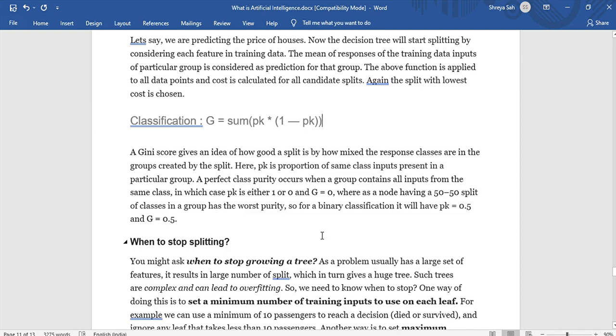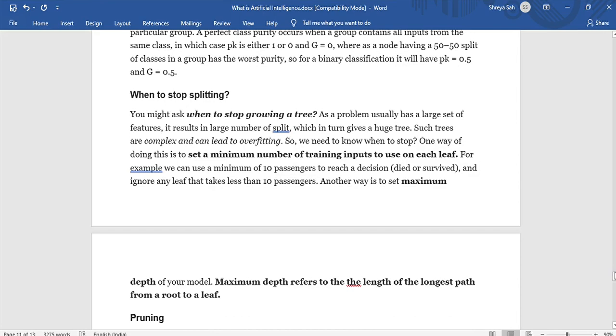Now, when to stop splitting. A tree cannot continuously divide itself, it will have to stop somewhere, isn't it? It will have to stop in the leaves. Similarly, this decision tree will also have to stop splitting the data. You might ask, when to stop growing a tree?